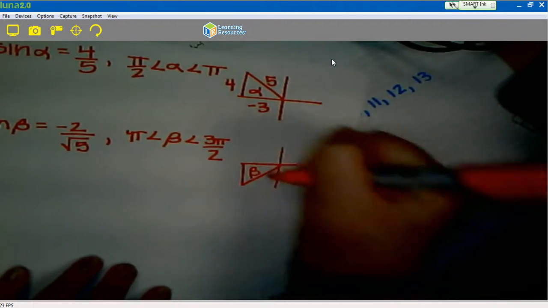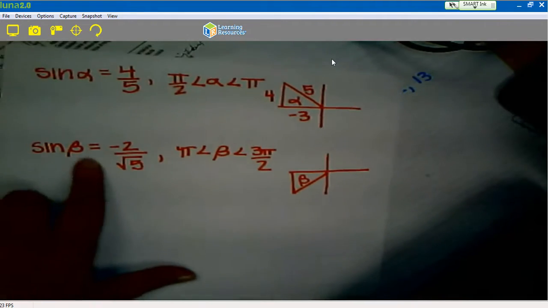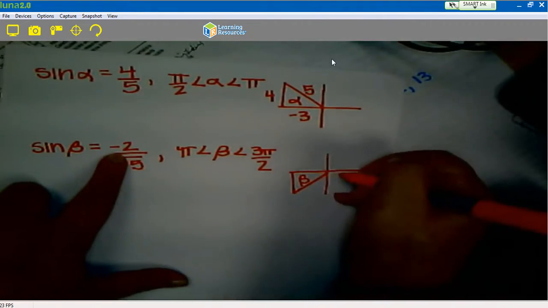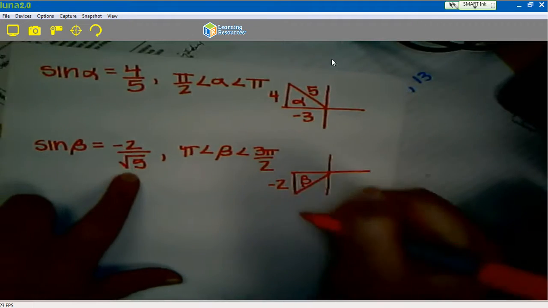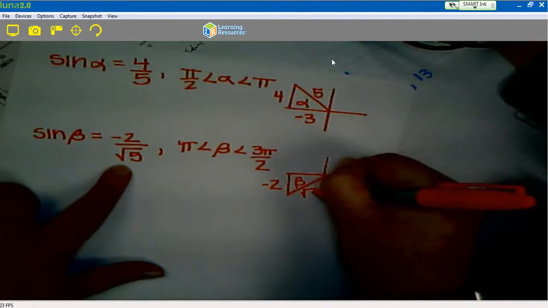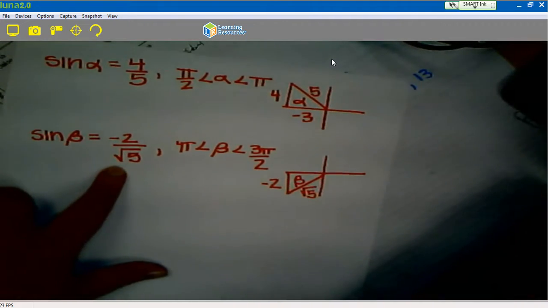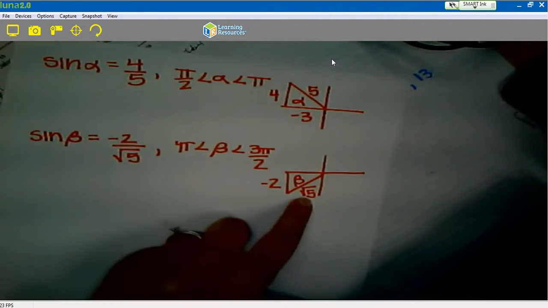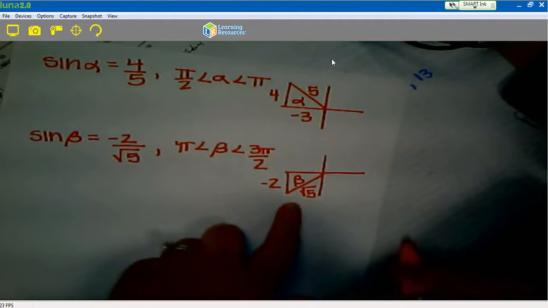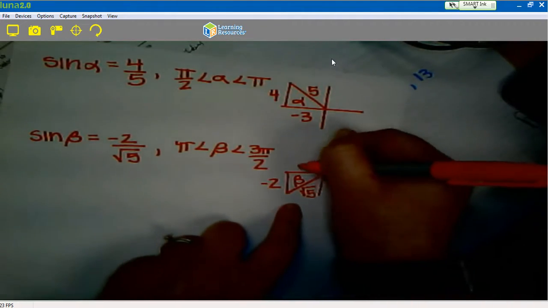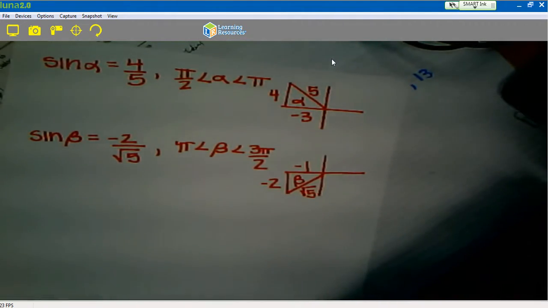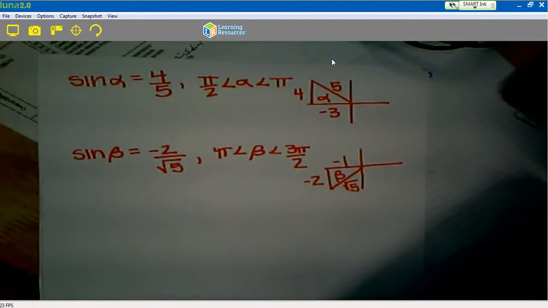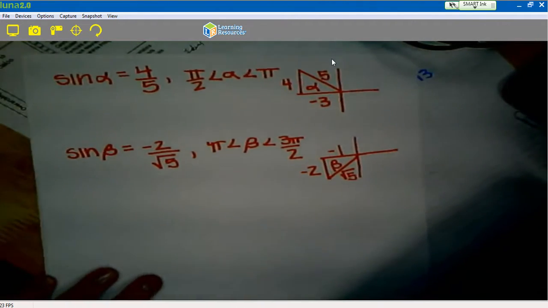So this is my beta triangle. Sine is -2, so the opposite side is -2. The hypotenuse is square root of 5. So using the Pythagorean theorem, we can get the base of this triangle. So we're going to do 5 minus 4, which is 1. Square root of 1 is 1. But it's going to be negative because we're going to the left. So those are the two triangles that we're going to use.